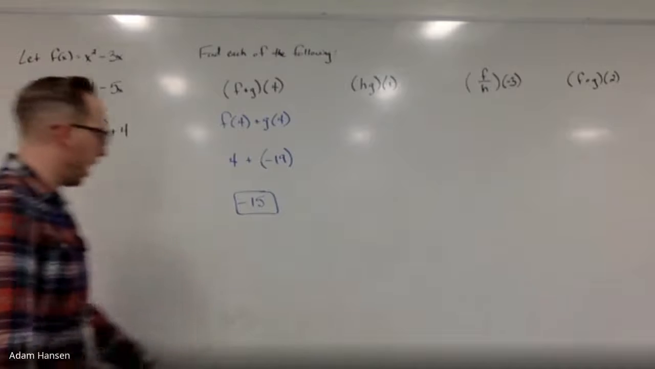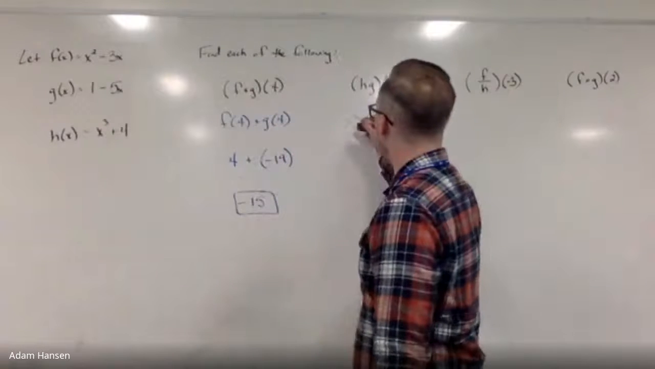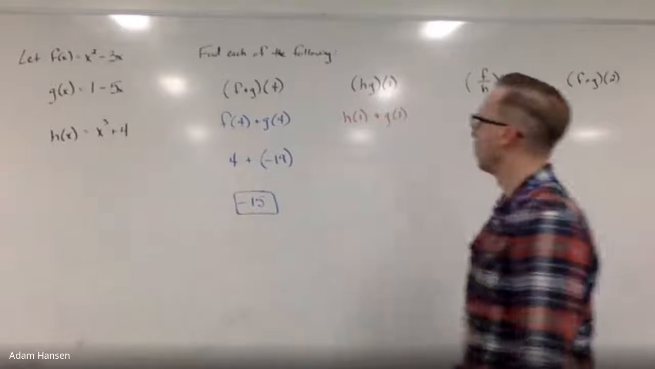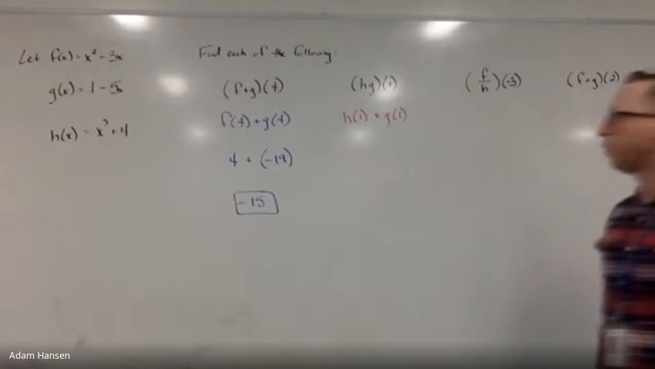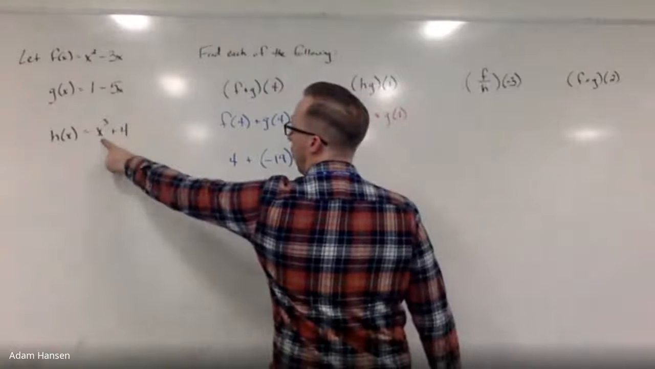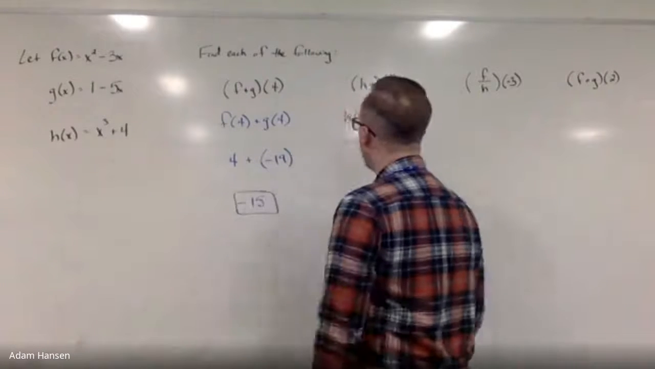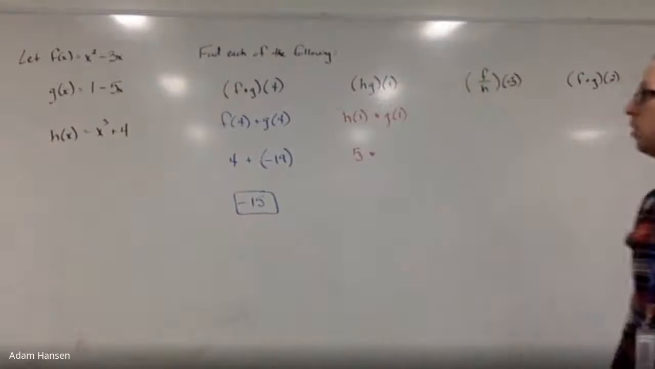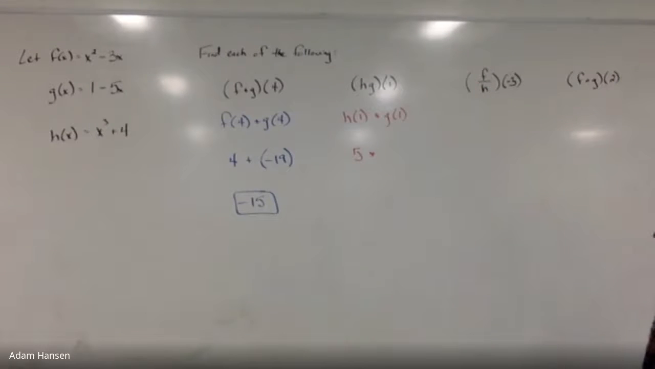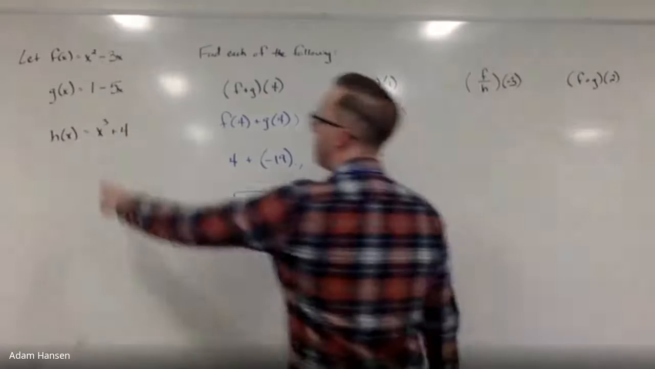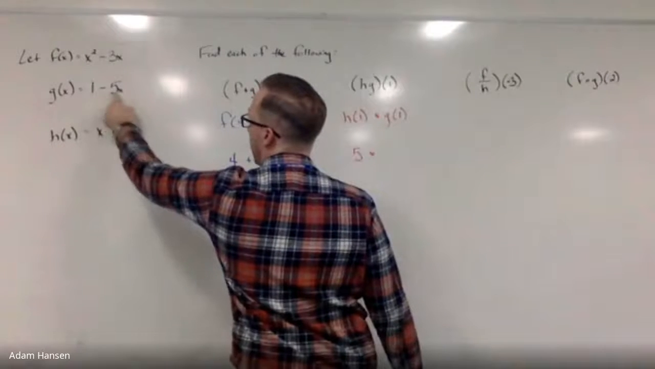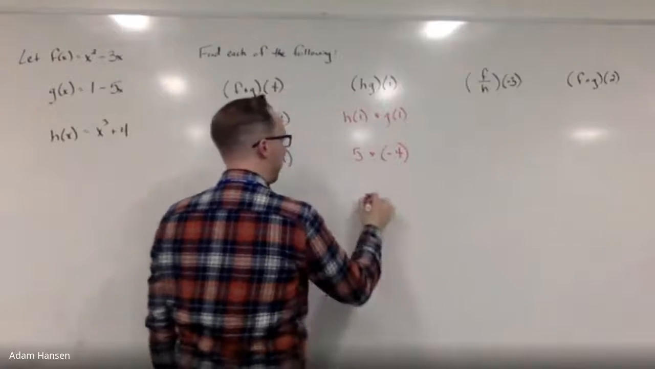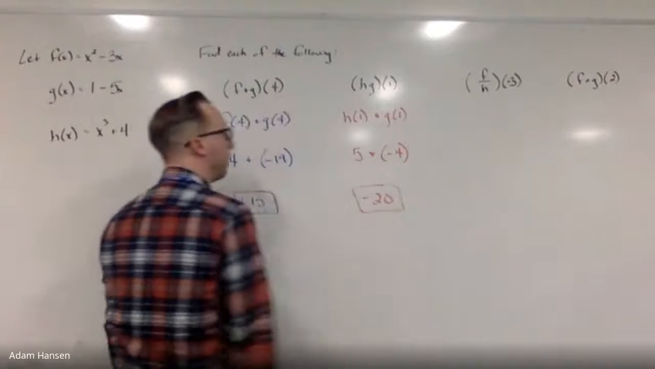We could also do (h · g)(1). That means take h(1) times g(1). Write it out separately. h(1) is 1 to the third, or 1, plus 4. 1 plus 4 is 5. g(1) means plug 1 into g. 1 minus 5 times 1, that's 1 minus 5, or negative 4. 5 times negative 4 is negative 20.